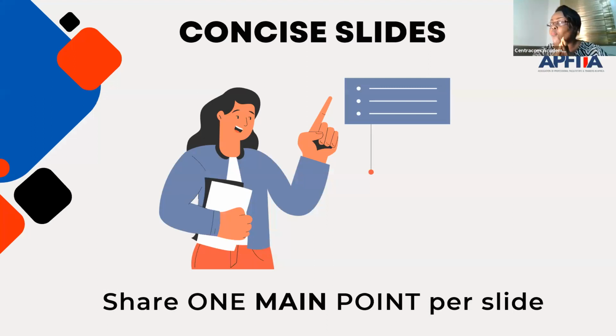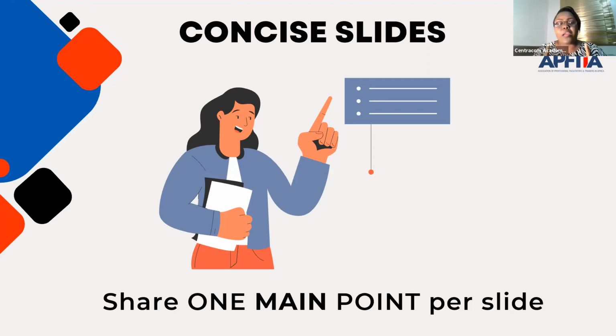The second one, this is very important, is to make your slides concise. Concise means brief, short, as short as possible. The idea, what I wrote down there, is share one main point per slide. The emphasis there is main point. So if you have 3 points to share, don't put everything in one slide. Put one main point in one slide and have another slide for another main point.